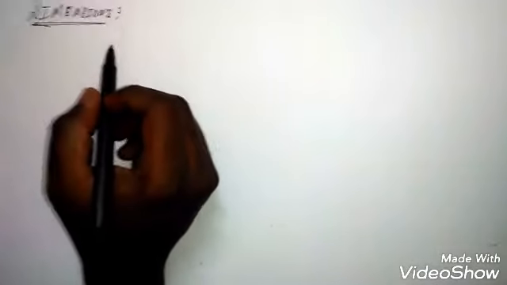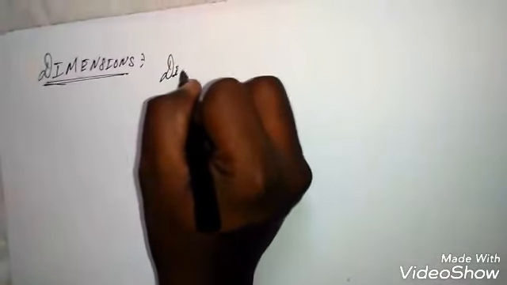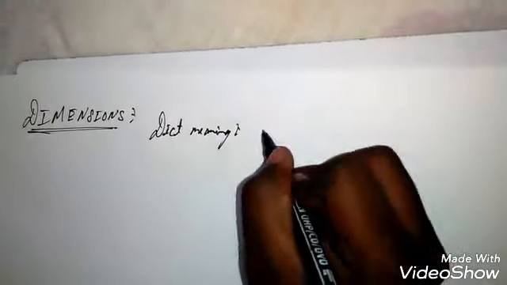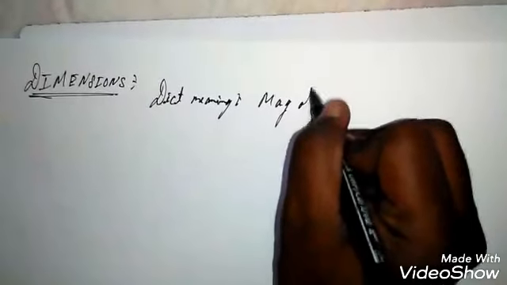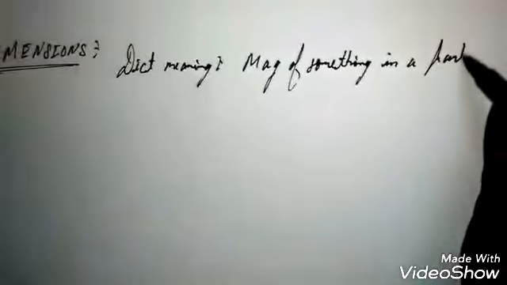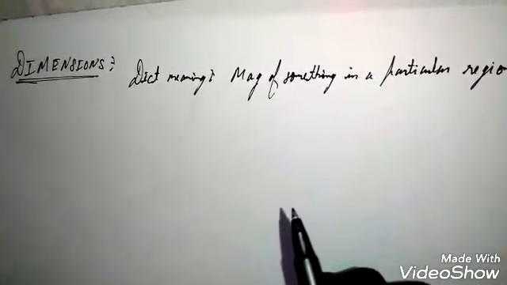Now we will learn about dimensions. The dictionary meaning of dimension is the magnitude of something in a particular region. Means if there is a region and there are a number of things in that region, then the magnitude of a particular thing will be known as the dimension of that thing in that region.